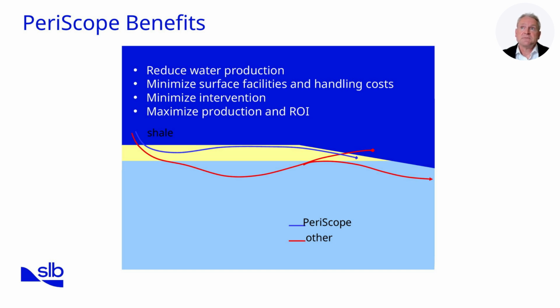Minimized water production means fewer interventions. Wells that avoid early water breakthrough require less workover activity, further reducing operational expenditure. Finally, all of these factors combine to maximize production and overall return on investment. By cutting unnecessary water and keeping the focus on hydrocarbons, periscope wells deliver better long-term economics.